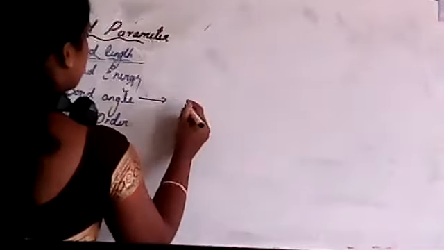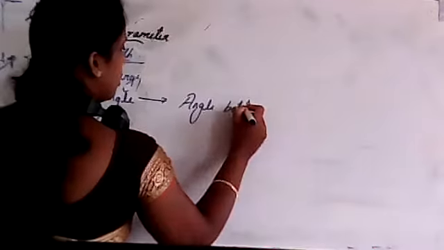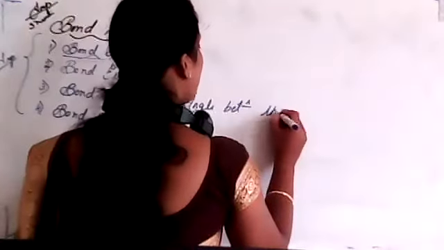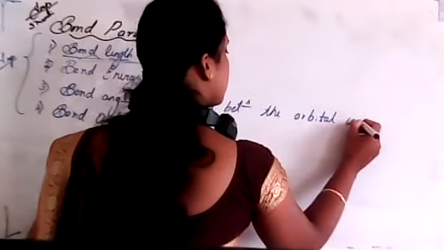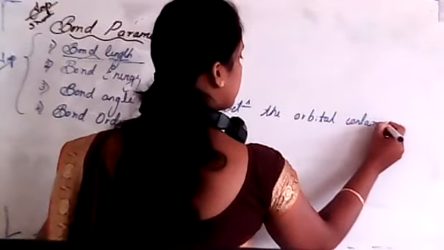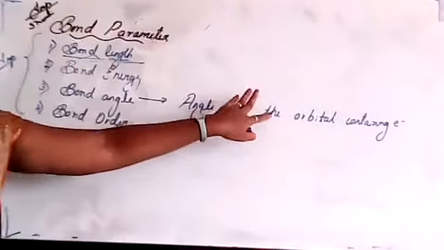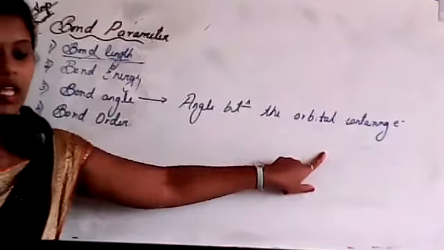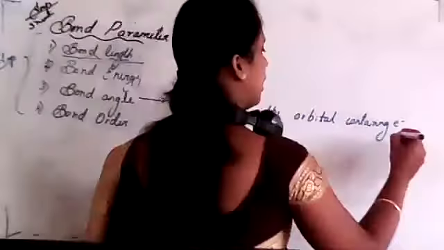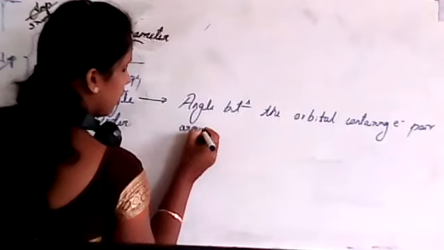What is bond angle, student? It is the angle between the orbital containing the bonded pair of electrons around the orbital.